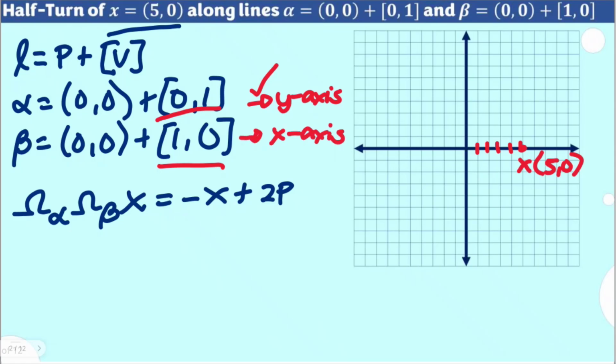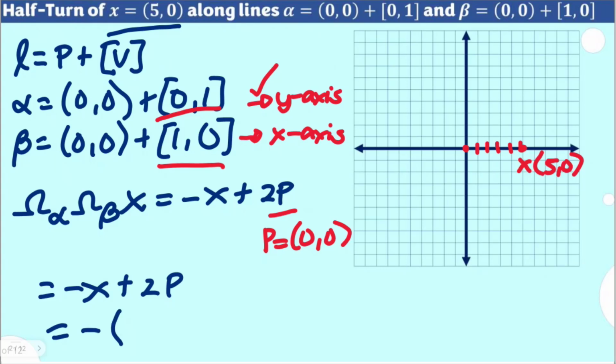For this illustration, our point P is still the origin, but take note that the half turn doesn't necessarily use the origin, because it's also true for any point P as long as it's the intersection of both lines. Now, take note of this. Our P is the common point of the two, which is again identified as your origin. So with this, we can identify the half turn and also verify our graph later on. So this is actually negative X plus twice P.